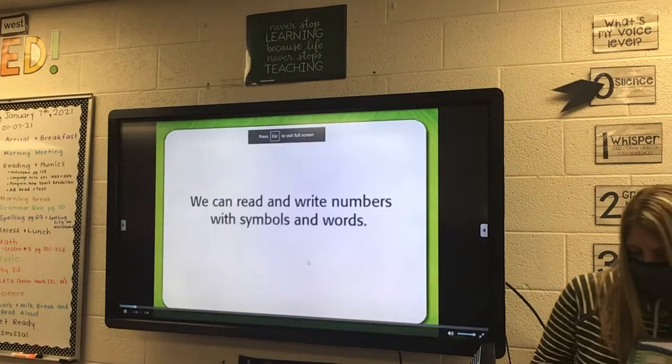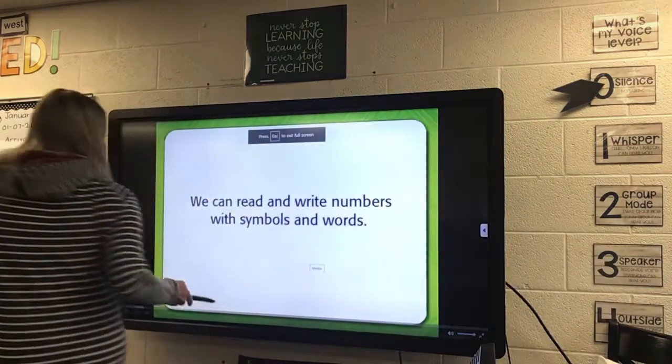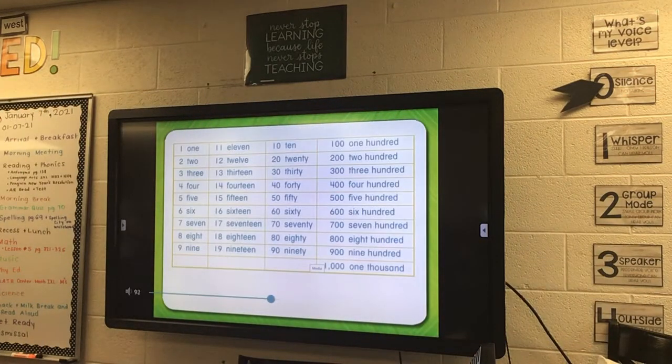We can read and write numbers with symbols and words. This chart shows the symbols and words that are used for some of the numbers from 1 to 1,000. Let's read the numbers on the chart.